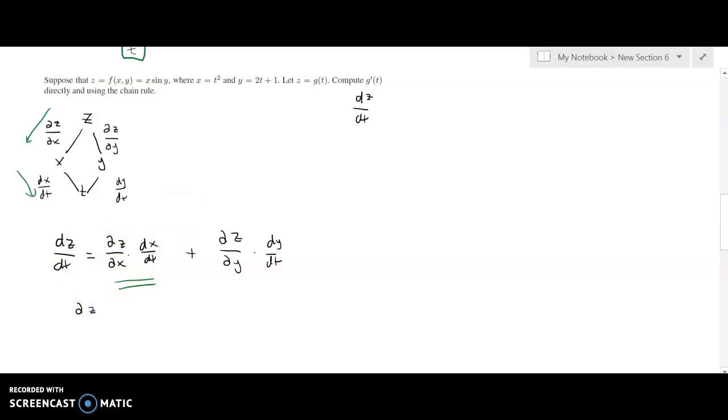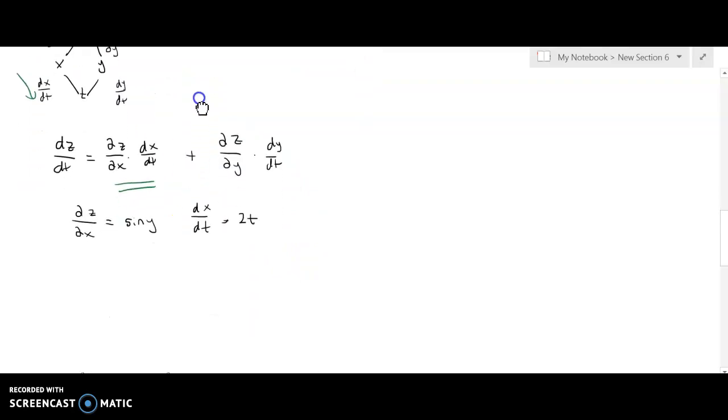So we need to compute the partial of z with respect to x, and so that's going to be of this original function here. Dz dx is going to be the derivative of this guy with respect to x. That is going to come out to be sine of y. So we treat y as a constant, so you could factor out the sine of y, and the derivative of x is 1. Dx dt is going to be the derivative of x equals t squared, and the derivative of t squared is 2t with respect to t.